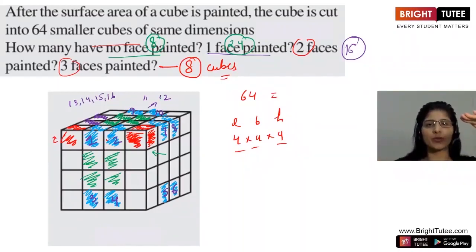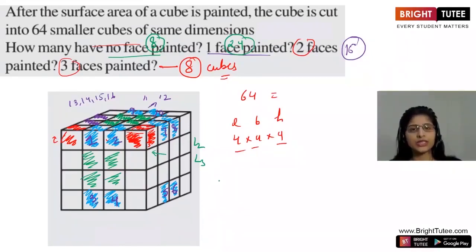So yes, the top and bottom faces, their cubes will be painted on one side, 2 sides, 3 sides. But between the 2 layers, if I name them L2 and L3, the second and third layer, there are 4 and 4 inside for the 2 of them. So those are not painted, so they are 8. Is that clear?